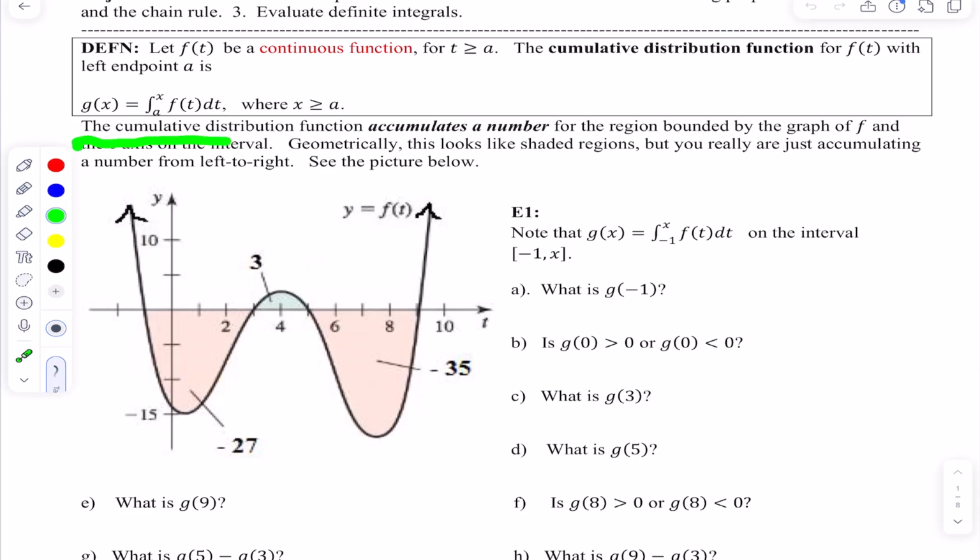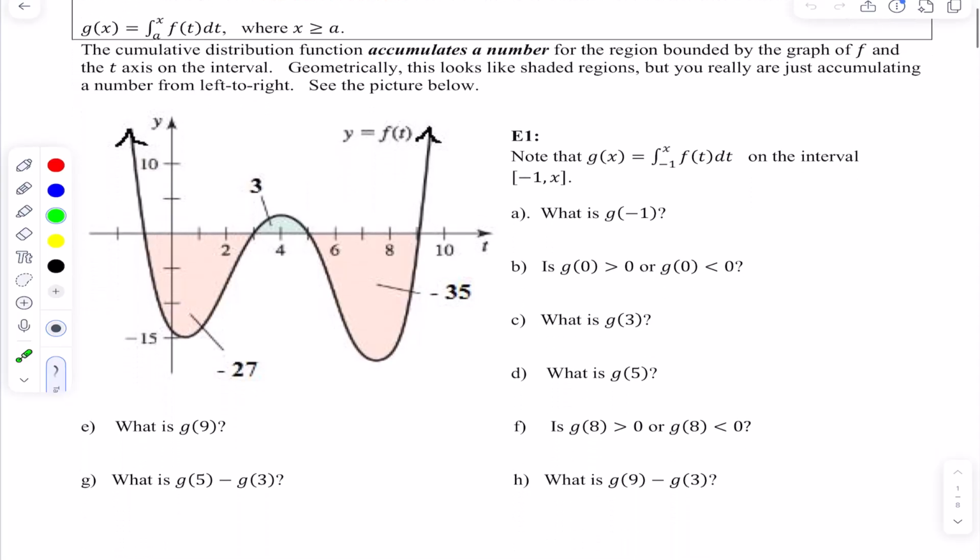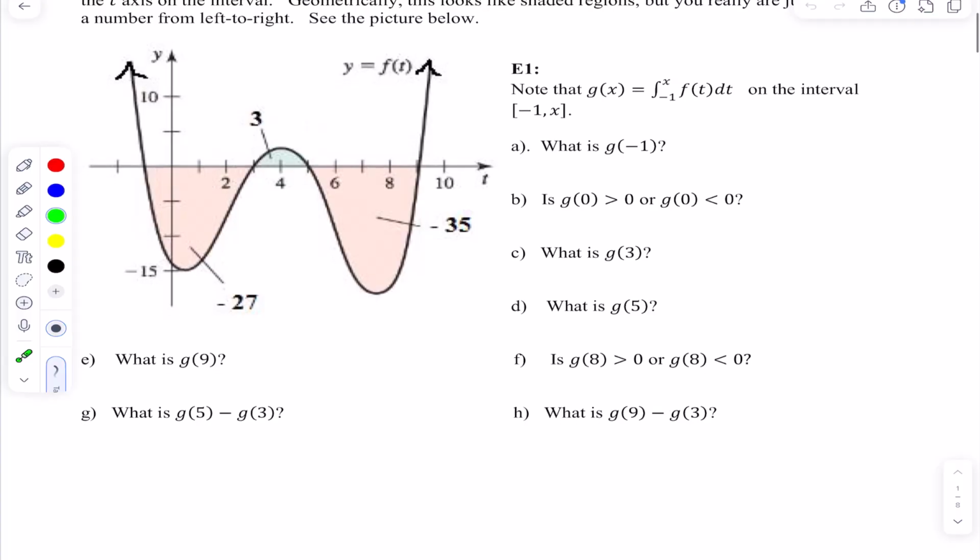The cumulative distribution function accumulates a number for the region bounded by the graph of f and the t-axis on the interval. Geometrically, this looks like shaded regions, but you really are just accumulating a number from left to right. The number could be negative or positive. Why don't we look at a picture and an example to dive into some more details.